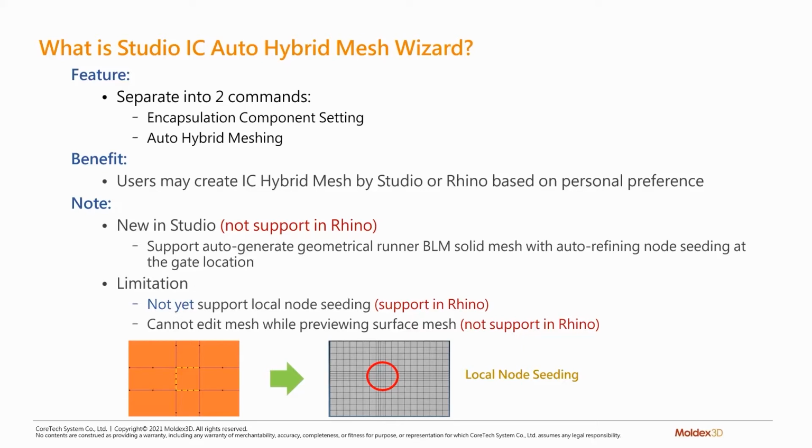So the user may create IC hybrid mesh by Studio or runner based on personal preference. And here we support auto-generating the geometry runner BLM solid mesh with auto-refining node seeding at the gate location. Node seeding is not yet supported, and we cannot edit the mesh while previewing the mesh. For these limitations, we will support them in Studio 2022.